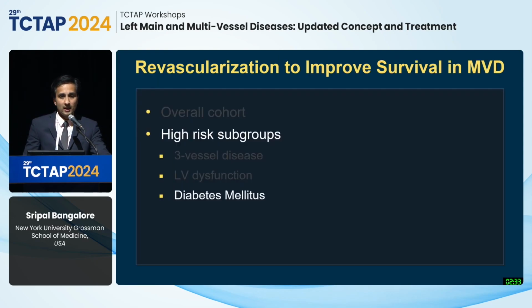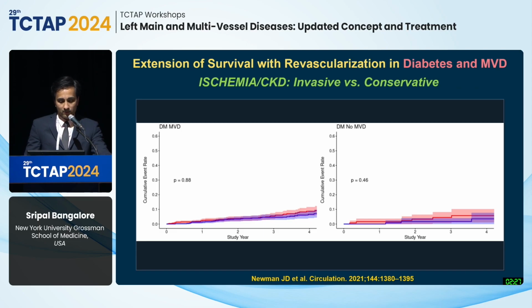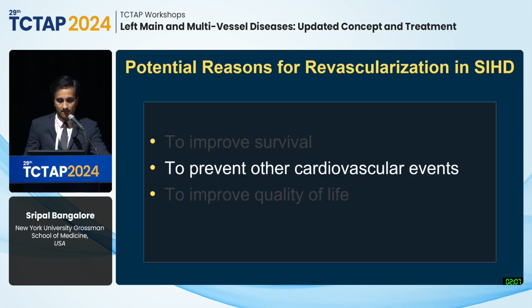What about patients with diabetes? If you have patients who have diabetes and multivessel disease, is an invasive strategy superior? We published this in Circulation a couple of years ago looking at the diabetic subset, and here on the left panel you can see patients with diabetes who have multivessel disease. The red is for invasive strategy, blue is for conservative strategy. If you look at the endpoint of all-cause death, there is no significant difference even in patients with diabetes and multivessel coronary disease.